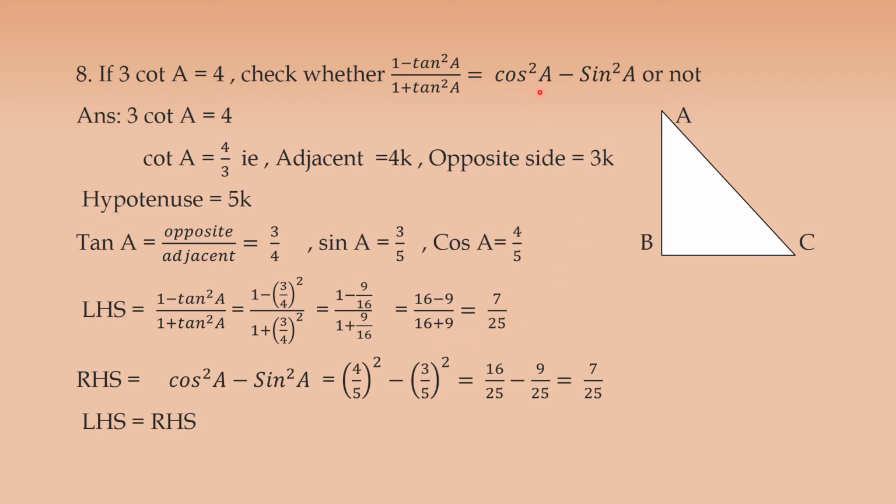Now take the right hand side, that is cos square a minus sin square a. Cos a is 4 by 5, so cos square a will be 4 by 5 whole square, minus sin a is 3 by 5, so sin square a is 3 by 5 whole square, which is 16 by 25 minus 9 by 25 equal to 7 by 25. We can see left hand side as well as the right hand side the values are same, and we can say 1 minus tan square a by 1 plus tan square a is equal to cos square a minus sin square a.